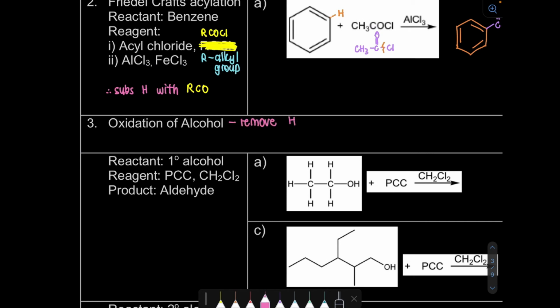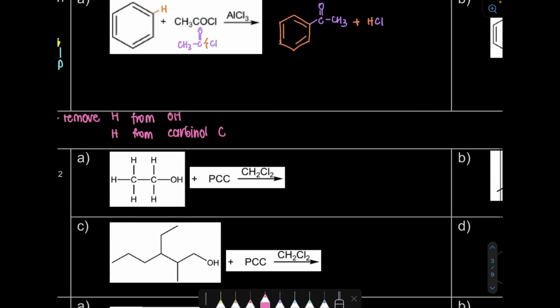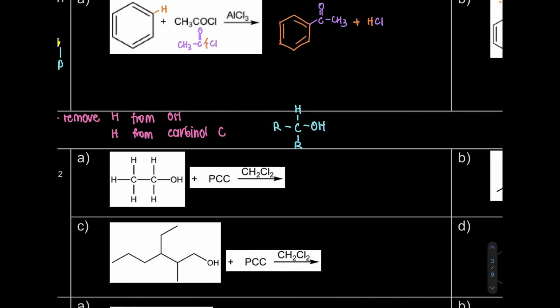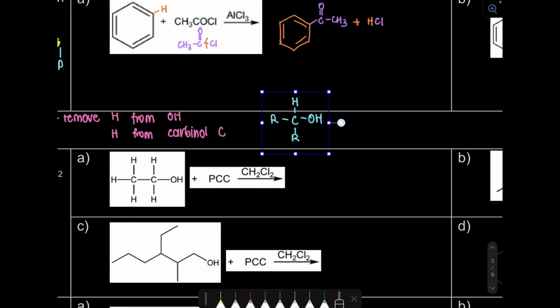Okay, so oxidation ni we're gonna remove 2 hydrogen, satu from our hydroxyl, satu from our carbonyl carbon. So carbonyl carbon is that carbon that contain OH. So for example, I'm gonna draw it here. Kita ada alcohol kita dekat sini kan. So what will happen is that I'm gonna remove hydrogen. Hydrogen tu we're gonna remove 2. So hydrogen tu satu pada OH, another one pada hydrogen bonded to carbonyl.